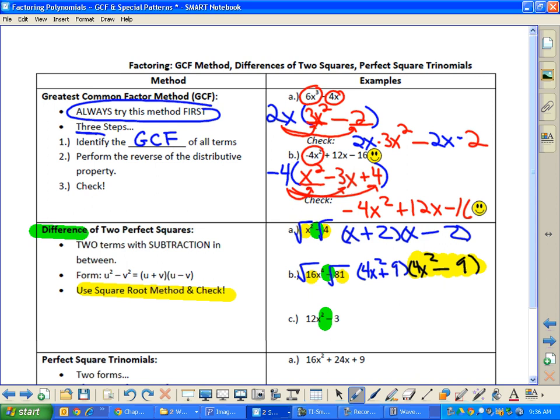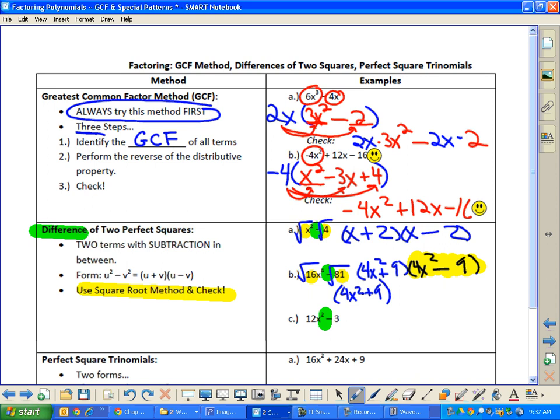It's no good. 4x squared plus 9, that's a sum of two perfect squares. We can't factor that. I'll tell you why in a little bit. Actually, a lot of it. We'll talk about when we go to graph parabolas at the end. So 4x squared plus 9, that's a sum of two squares. It's never going to factor. So we bring that down.